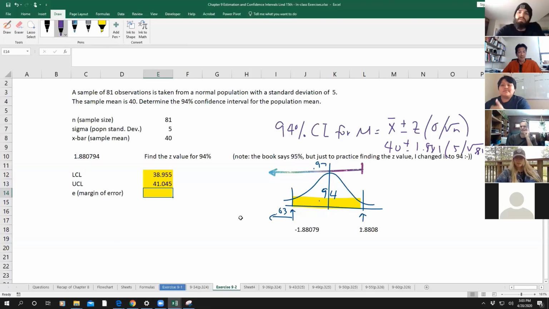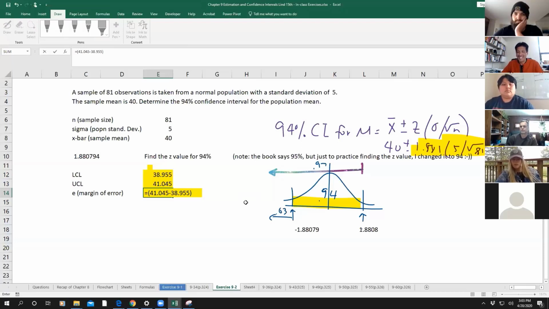Now, how about the margin of error? What is the margin of error? You can solve that by hand using this, or how about using this information that we have here? How can we compute that margin of error? 41.045 minus 38.955.